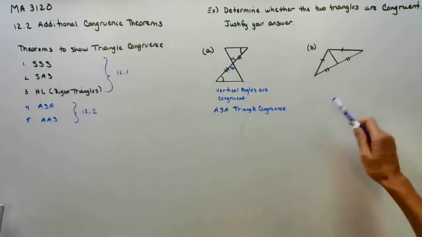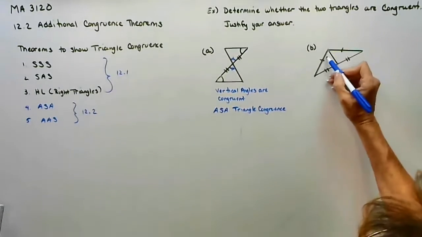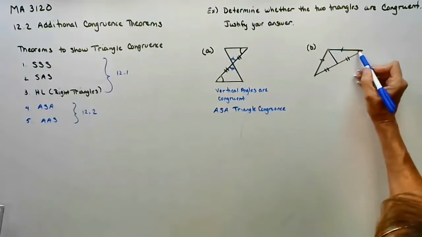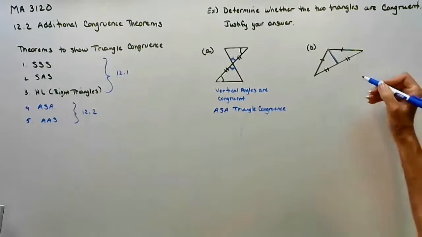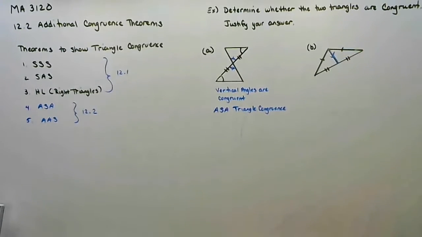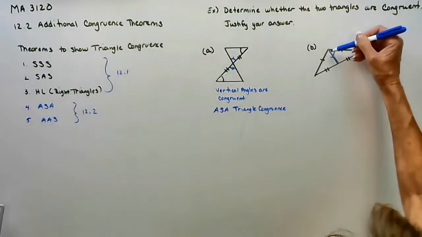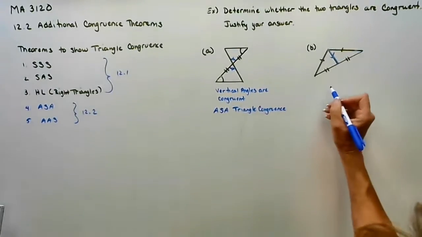So you'll notice that they both share a side. Both of these triangles, whether it's on the left or the right, they both share this common side. So I put a little check mark there. They share a common side. So by sharing a common side, I can say that this side equals itself. So that's a reflexive property.